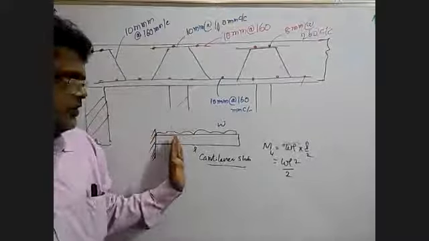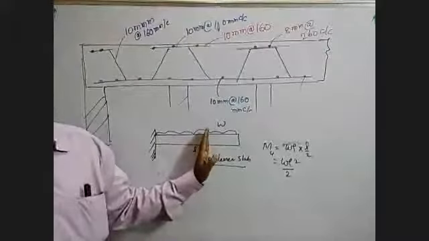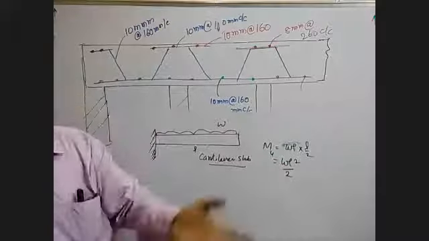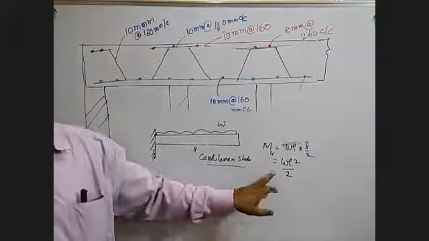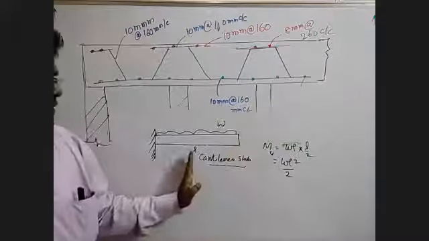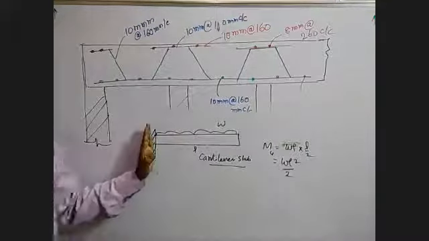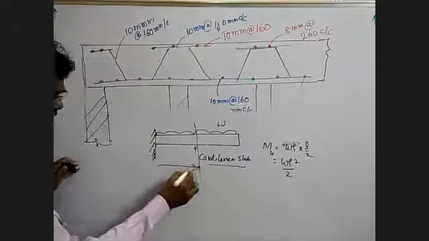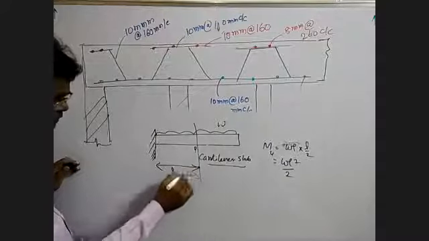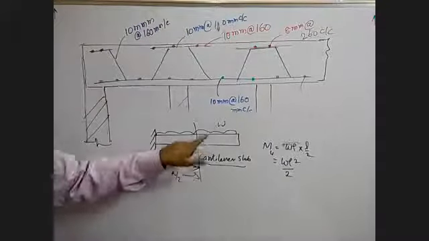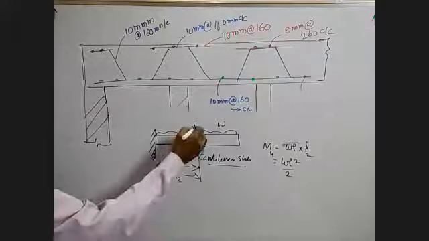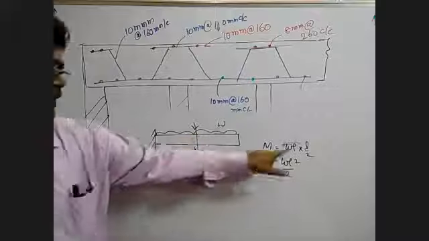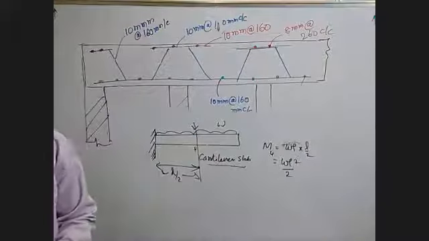For a simply supported beam or slab, we did the simply supported model. If a cantilever beam is given, don't panic, only the bending moment changes, the remaining procedure is the same. Here also, for this cantilever slab, the bending moment is WL, this UDL W into L acts at a distance of L by 2 from the support. So WL into L by 2, WL square by 2. That is only the difference.